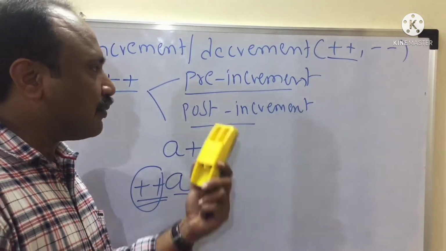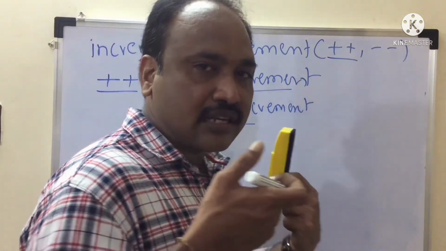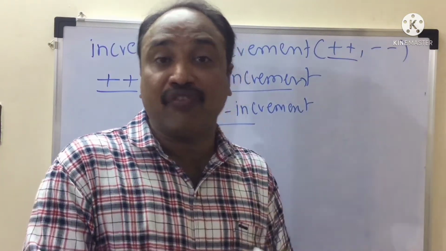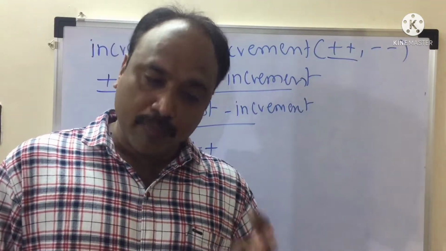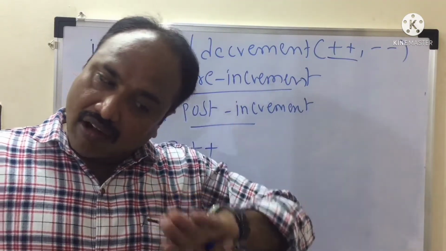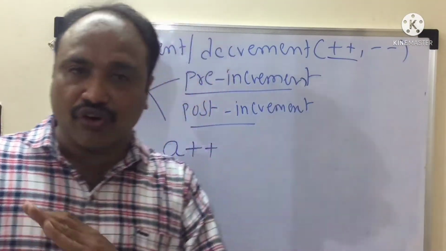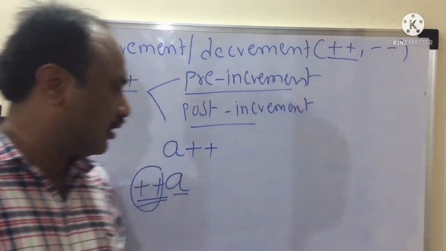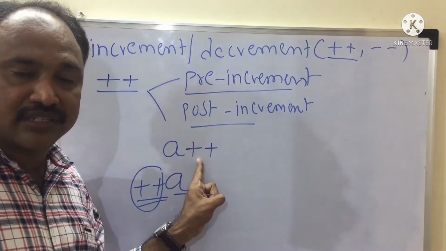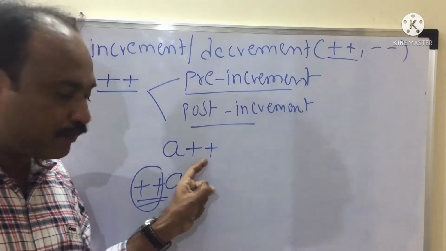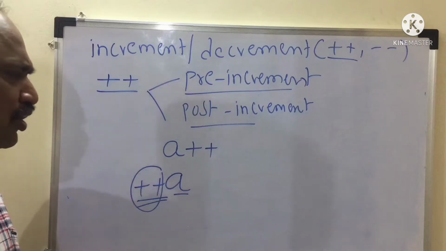You already know the general English meaning of pre: pre-final exams are the exams which will be conducted before the final examination. Postponing means they will specify one date, and after this date they will conduct it. So the meaning of pre is before, and post is after. Take a variable. If we use plus plus after the variable, that is post-increment. If you use plus plus before the variable, it is pre-increment.